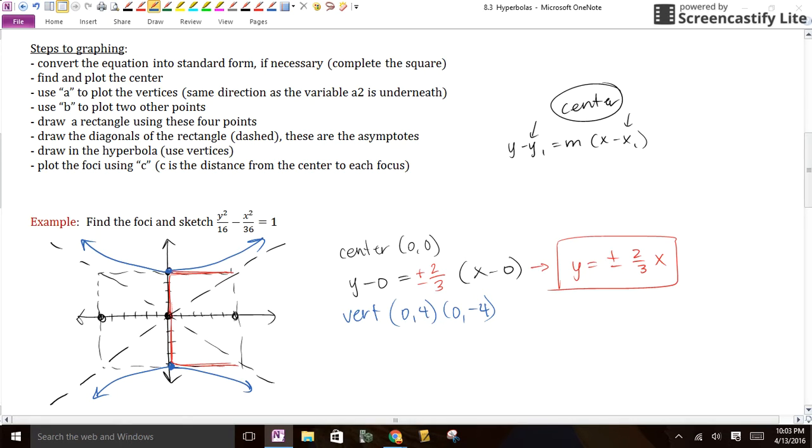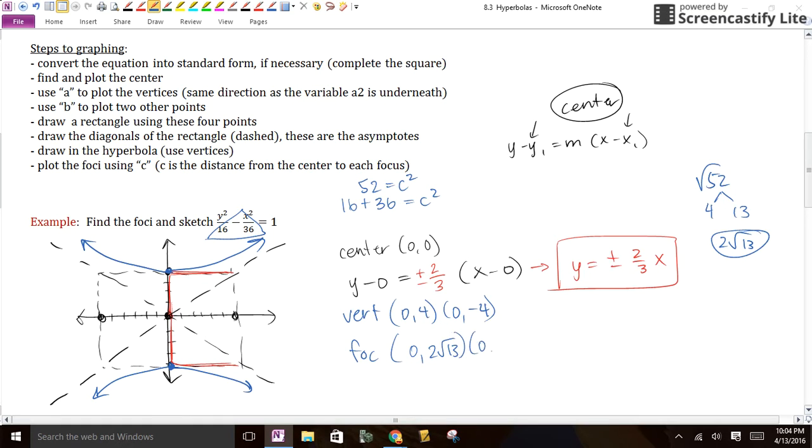The foci. Oh, wow. I forgot to mention the foci. Remember my little triangle? Same thing here. Foci are going to be 16 plus 36 equals c squared. That distance to the foci from the center is going to be c. And that triangle, you just do the opposite between them. So what is the 40? 52 is c squared. So whatever the heck root 52 is. So I'd probably want to reduce that. Root 52 is 4 times 13. So 2 root 13. So we're going to add 2 root 13 and subtract 2 root 13 from the center. So the foci are going to be at 0 comma 2 root 13 and 0 comma negative 2 root 13.